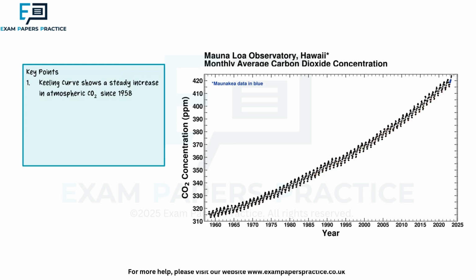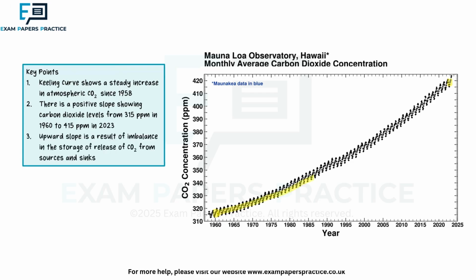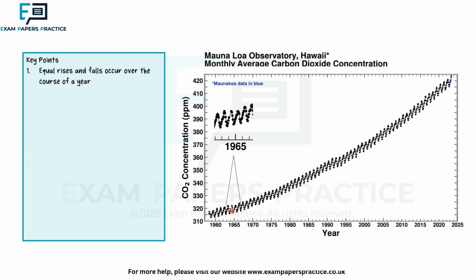This is seen by a positive slope showing the rise in carbon dioxide levels from approximately 315 parts per million in 1960 to 415 parts per million in 2023. Such increasing levels of carbon dioxide are a result of enhanced carbon dioxide release into the atmosphere from continual combustion of fossil fuels. The upward slope is a result of imbalance in the storage and release of carbon from sources and sinks. Notice too that there are steady fluctuations in the curve. Let's look more closely at that.